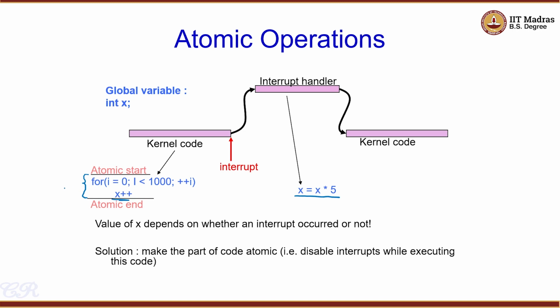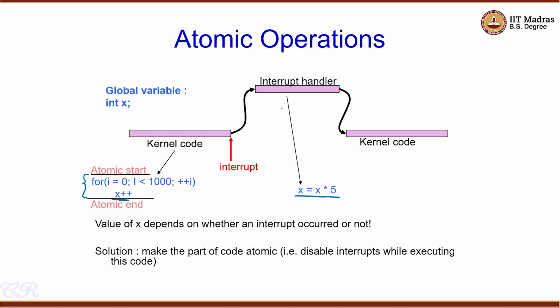So, let us say that while this for loop which is atomic is executing and x is incrementing, at some point we have a device, let us say the keyboard or the UART, which has raised an interrupt. Now, the interrupt handler would need to wait until this for loop completes and this atomic operation ends before it can service the interrupt, right. So, now we see that there would be a delay or an increase in the maximum latency.